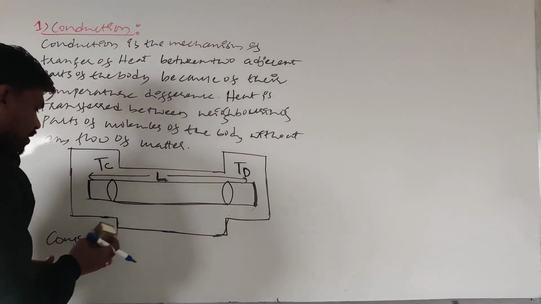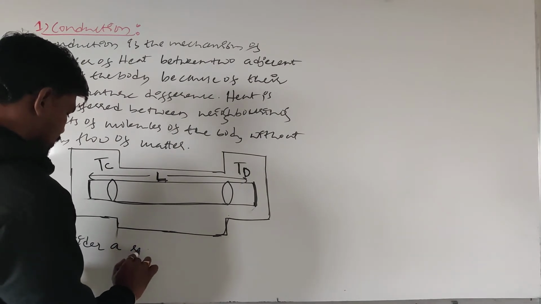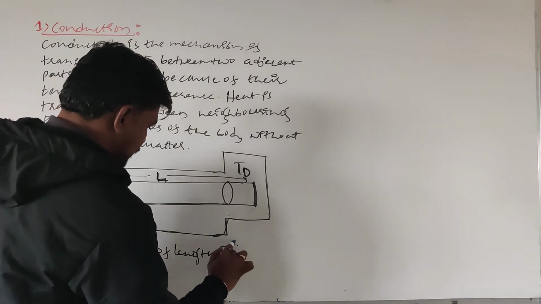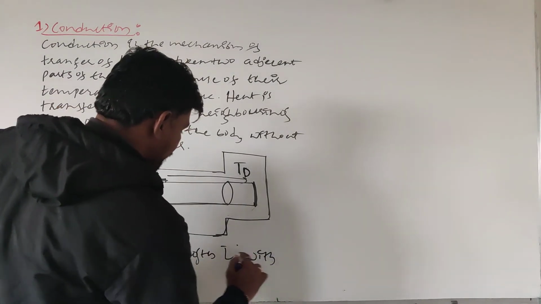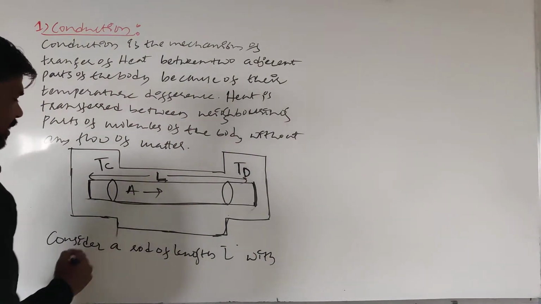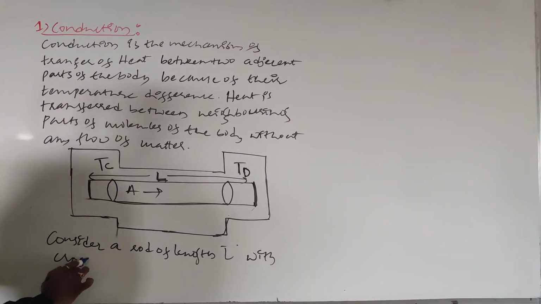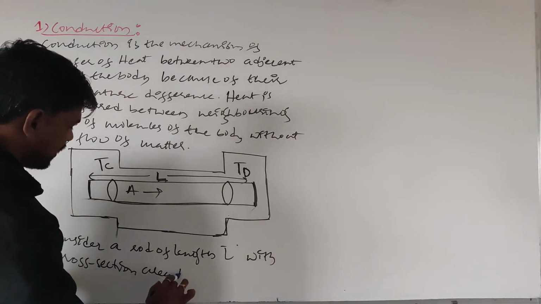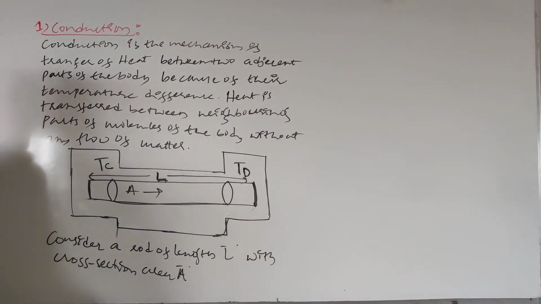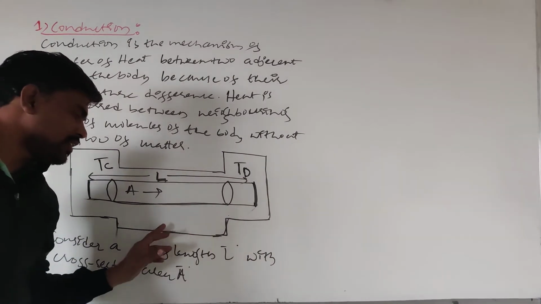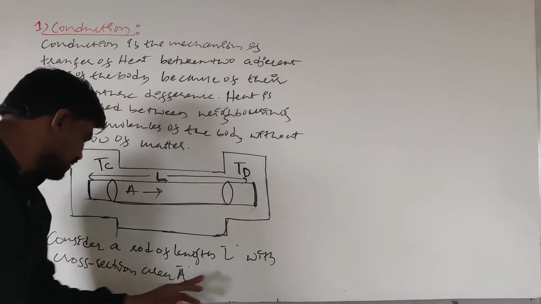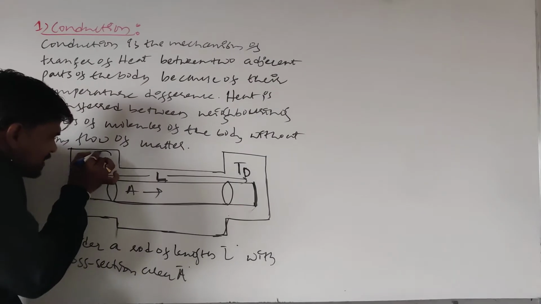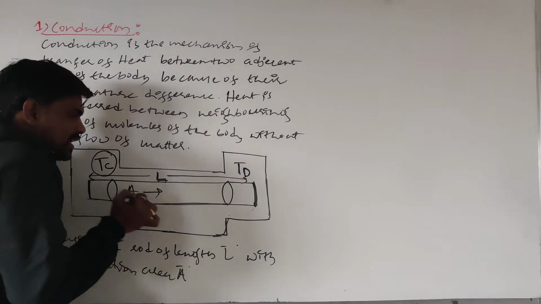Consider a rod of length L with cross section area A. So I am considering a rod, the length of that rod is L, and its cross section area is A. You should know that, right?